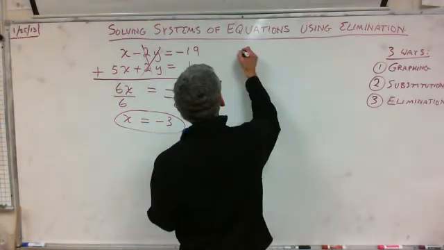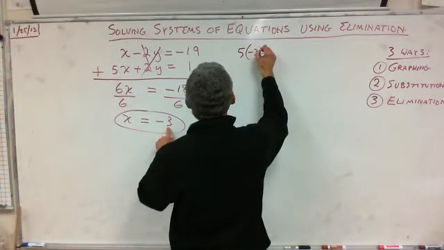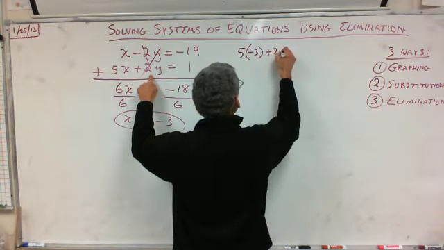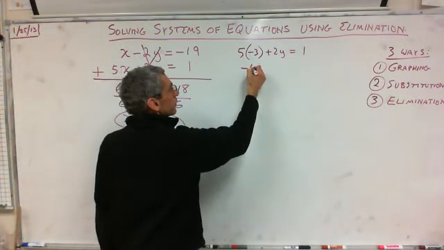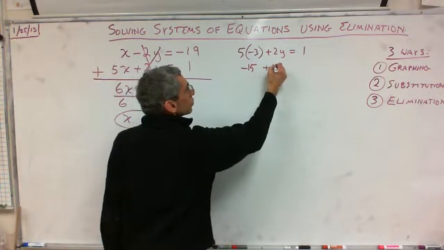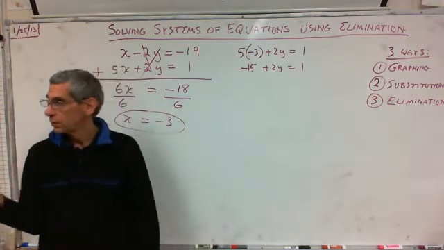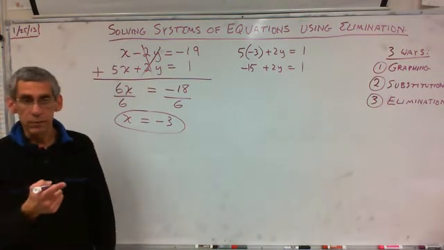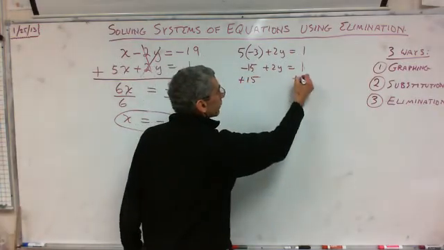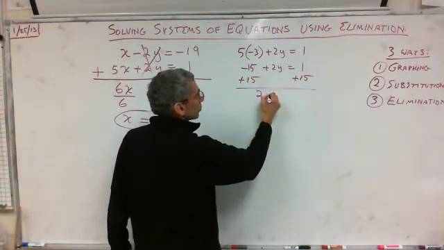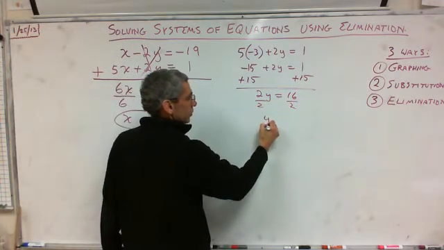So we'll say 5 times x, which is -3, plus 2y equals 1. So 5 times -3 is -15, plus 2y equals 1. Now, what do I do? Plus 15. Does everybody agree with that? Tess, you agree with that? Add 15 to both sides. Add 15, add 15. 2y equals 16. So y equals 8.